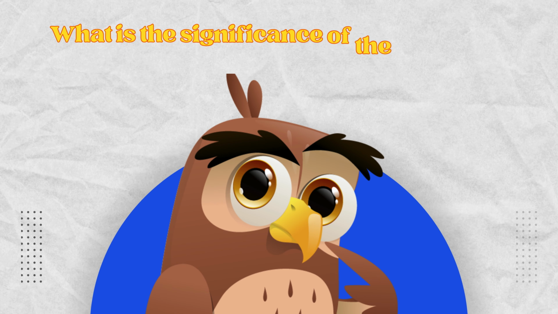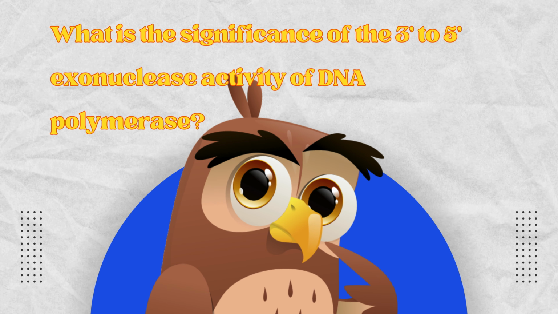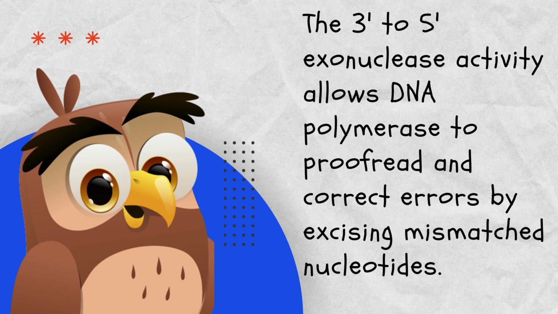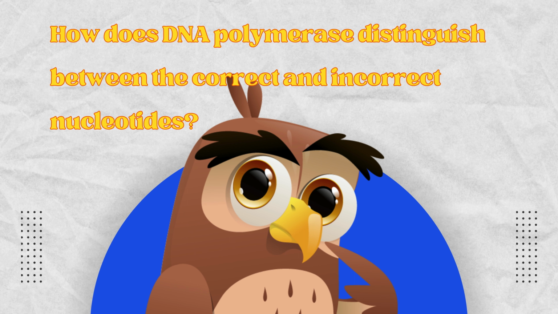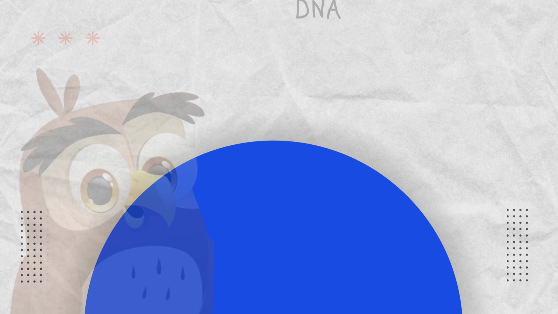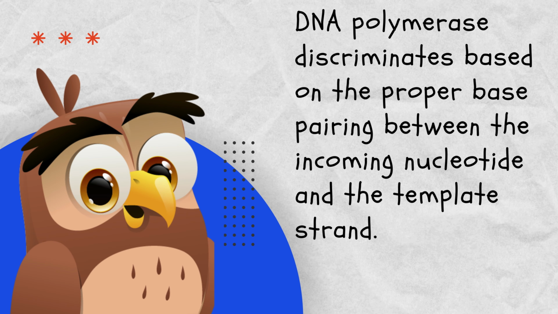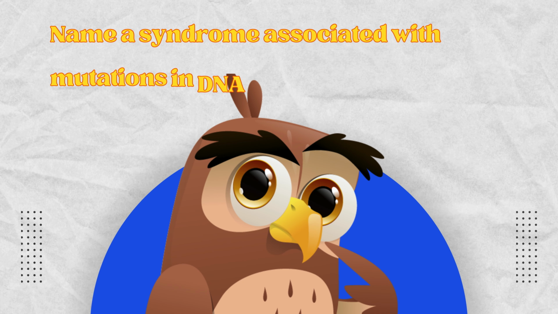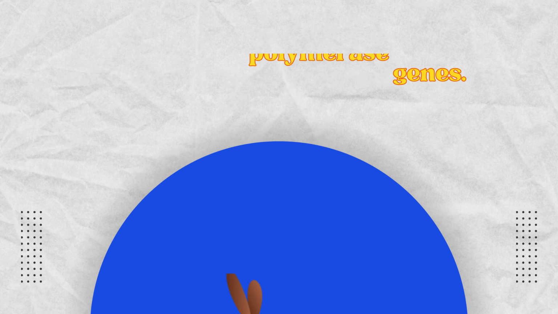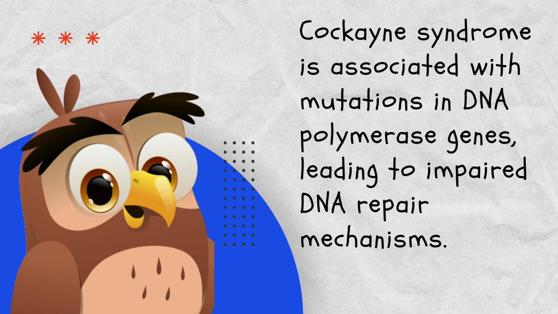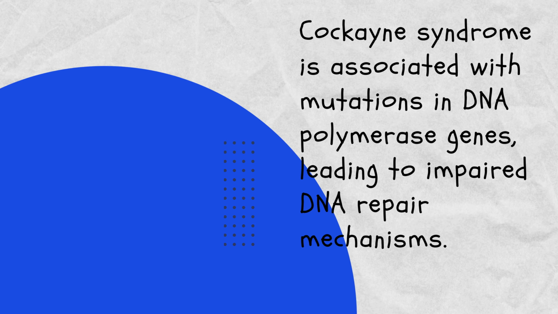What is the significance of the 3' to 5' exonuclease activity of DNA polymerase? The 3' to 5' exonuclease activity allows DNA polymerase to proofread and correct errors by excising mismatched nucleotides. How does DNA polymerase distinguish between the correct and incorrect nucleotides? DNA polymerase discriminates based on the proper base pairing between the incoming nucleotide and the template strand. Name a syndrome associated with mutations in DNA polymerase genes. Cockayne syndrome is associated with mutations in DNA polymerase genes, leading to impaired DNA repair mechanisms.